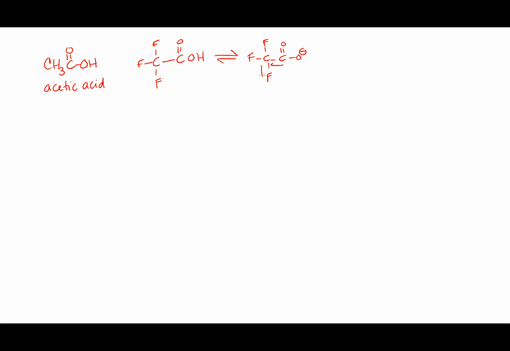the fluorines are able to withdraw the electron density from the carboxylate and therefore stabilize it by induction, so that again we push that equilibrium to the right and make, in this case, what is called trifluoroacetic acid. And it is a much stronger acid than just acetic acid because of the effect of the three fluorines.